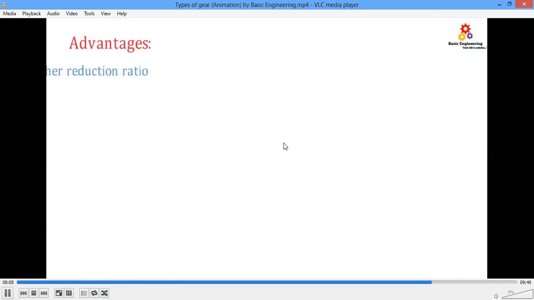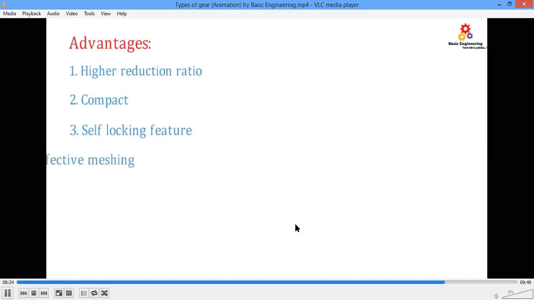The advantage is the high reduction ratio, that is, we can highly reduce the speed. So we have the gear rotating at a high speed, and the shaft would rotate at a very low speed. We can immediately bring it down, or vice versa also. It is compact and has a self-locking feature. It's got a greater amount of grip with each other than any other type of gear. Effective meshing is going to be there, so it reduces the speed and torque.